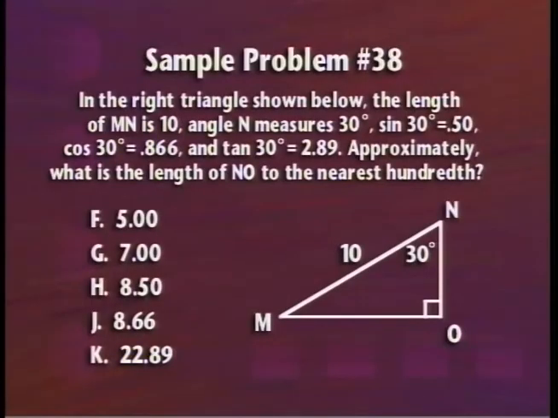In the right triangle shown below, the length of MN is 10, angle N measures 30 degrees, sine 30 degrees equals 0.5, cosine 30 degrees equals 0.866, and tangent 30 degrees equals 2.89. Approximately what is the length of NO to the nearest hundredth?